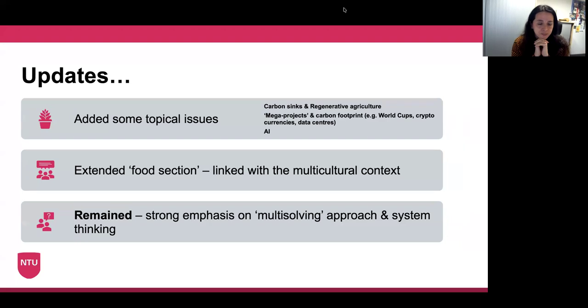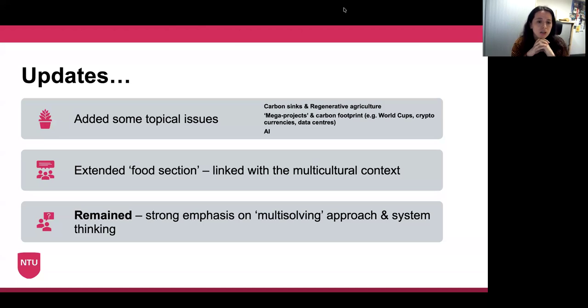A few more updates to reflect the changes in our world. We added some topical issues. Some of them are more straightforward and have been there for a while. For instance, we have a relatively significant, but still straightforward, section on carbon sinks and regenerative agriculture. We also have a section on mega projects. So these are major climate emitters that people often don't reflect on, like data centers or World Cups, and they tend to be quite popular because people can connect with it.